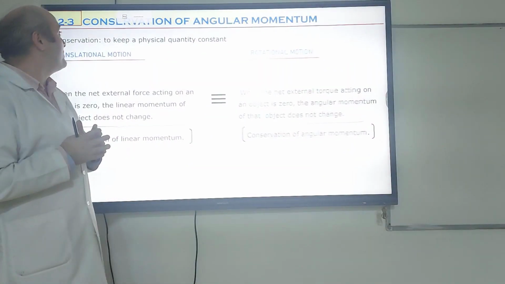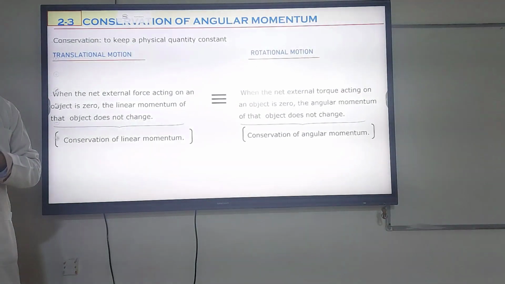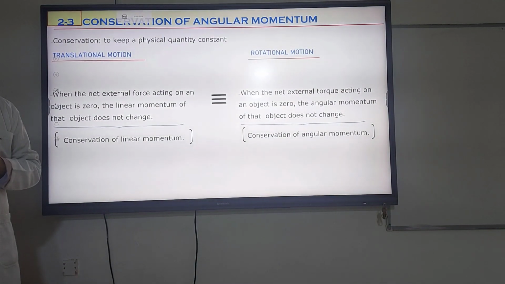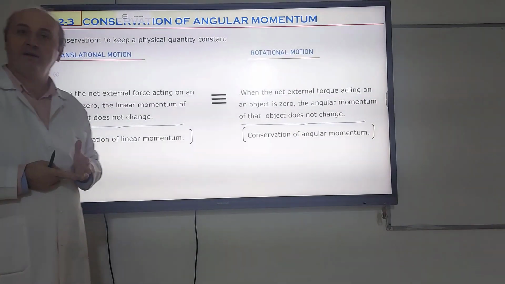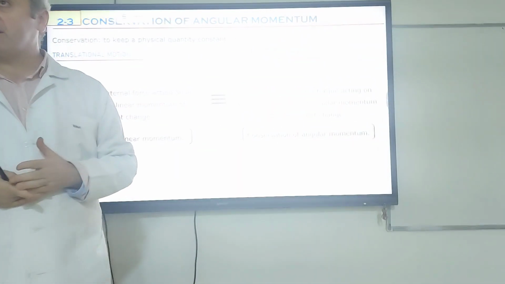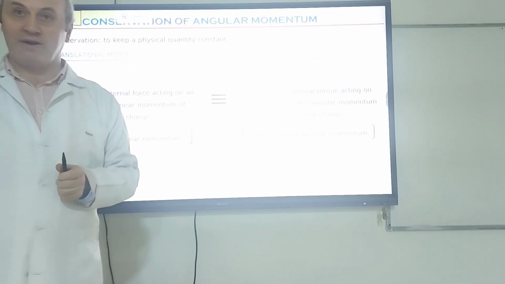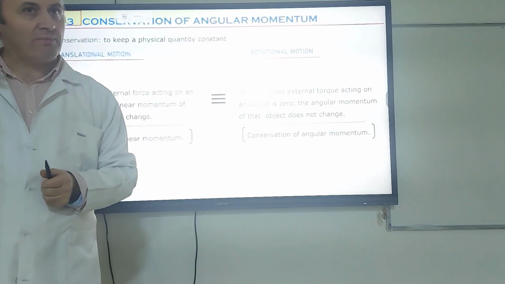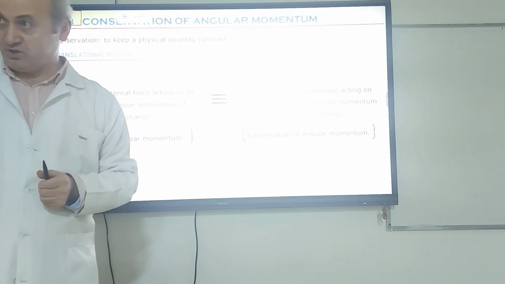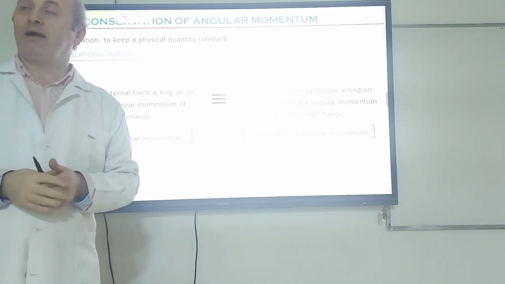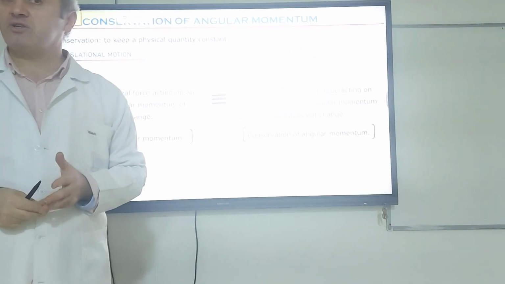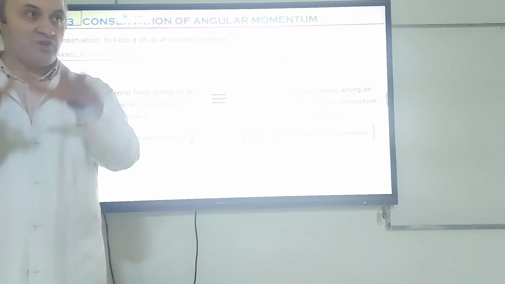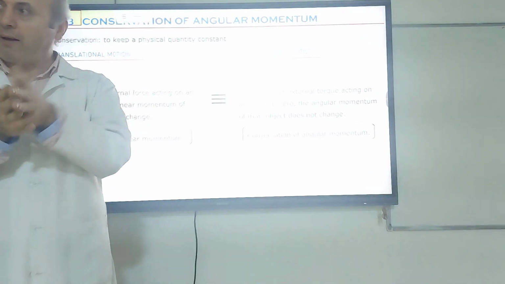Conservation means keeping a physical quantity constant. There are several conservation laws in physics. One of them is conservation of electric charge, which you studied. When you rub a balloon with your hair, electrons from your hair go to the balloon, but the sum of the electric charge doesn't change. It transfers from one to another. And you also studied mechanical energy conservation, where potential energy and kinetic energy change into each other, but their sum stays unchanged.